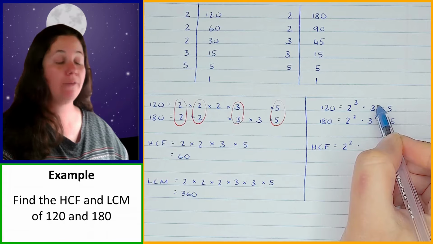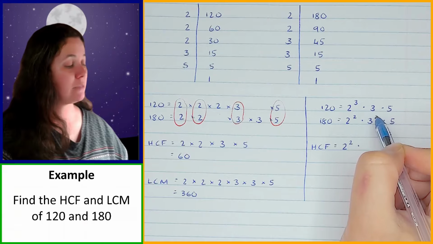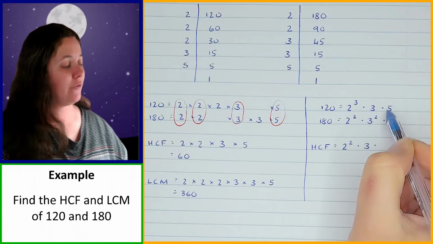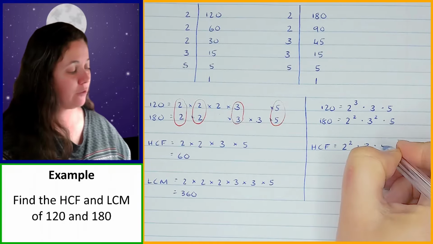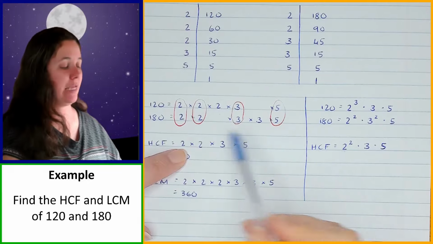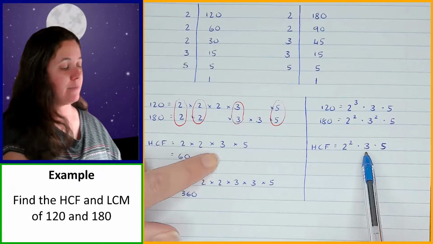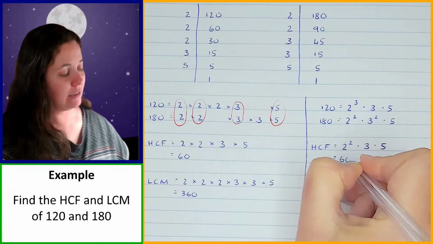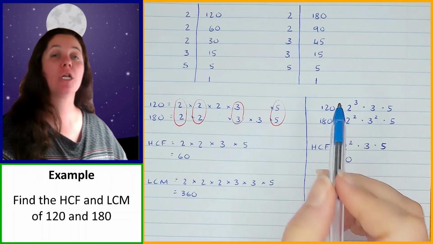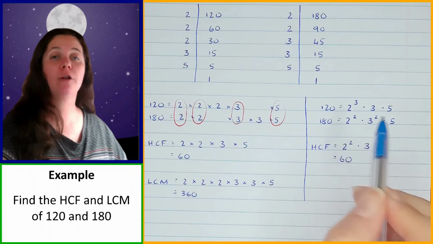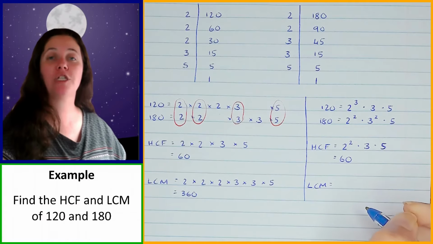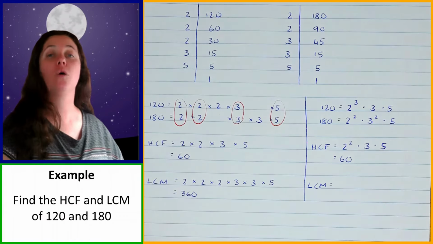You can't see it, but remember, if you can't see the exponent, it means it's a 1. So the 1 is smaller than the 2, so it's going to be 3 to the power of 1, or just 3, times, and then over here, they both are the same. So it's just going to be 5 to the power of 1, or 5. Okay, so if you look over here, it actually is the same as what we had over there. 2 times 2 is 2 squared, times 3 times 5. So that also gives us 60. Okay, and then to find the highest common factor, we use the lowest exponents of the common factors. Now, for the lowest common multiple, we're going to take the opposite. We're going to take the highest exponents of all the factors.